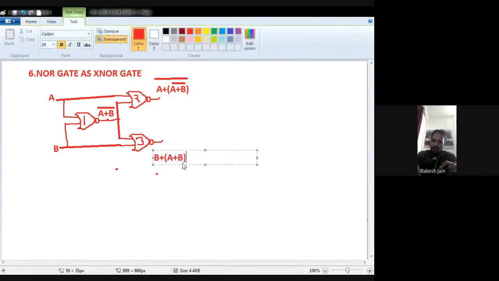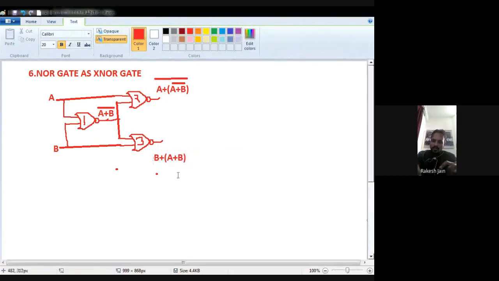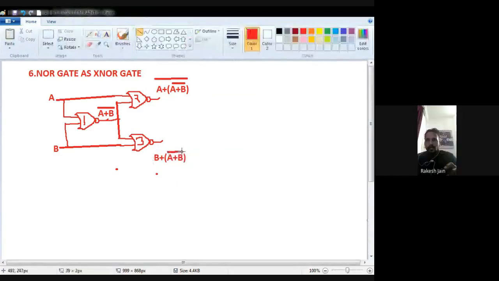So what will be the output? First input plus second input having a total bar. Let the first input be B and the second input be A plus B having a bar. So first input plus second input having a total bar. Okay, so these are the two outputs of the second and third NOR gate.